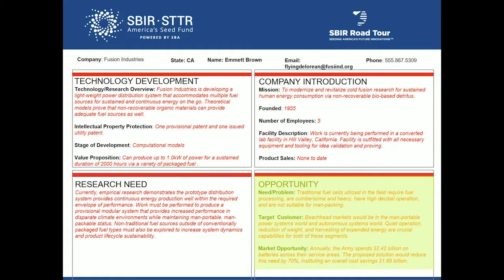Is one of the offerings a product? Is one of the offerings a service? Is one of the offerings an integration service? Anything like that really does speak to that target customer. And then also that market opportunity. Who all can you sell this to? What are their different markets? What does that market actually spend?